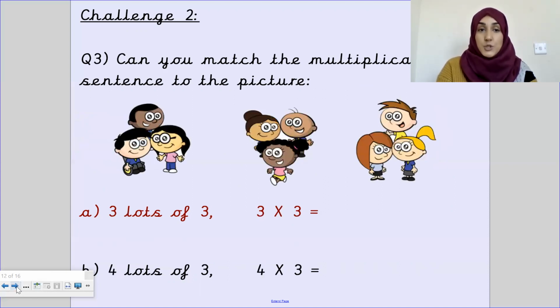Okay, challenge 2. You're doing the exact same thing. You are going to choose either A, 3 lots of 3, 3 multiplied by 3, or is it B, 4 lots of 3 and 4 multiplied by 3? Pause the video here, write down your answer. Make sure you're writing, if it's 4 lots of 3, then 4 lots of 3, 4 multiplied by 3 equals, and then the answer, okay? If it's that one, I'm not saying it is. Okay, once you've done that, let's move on to question number 4.